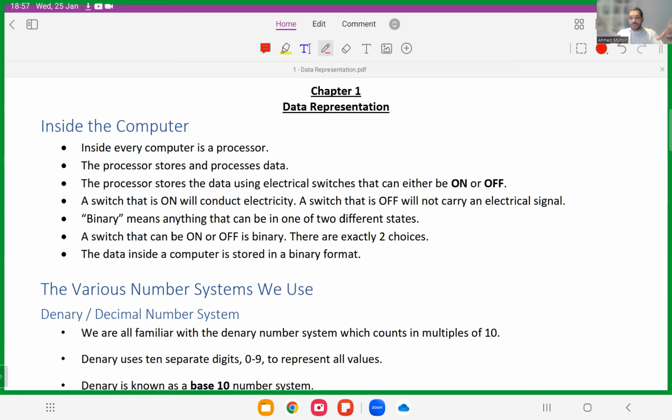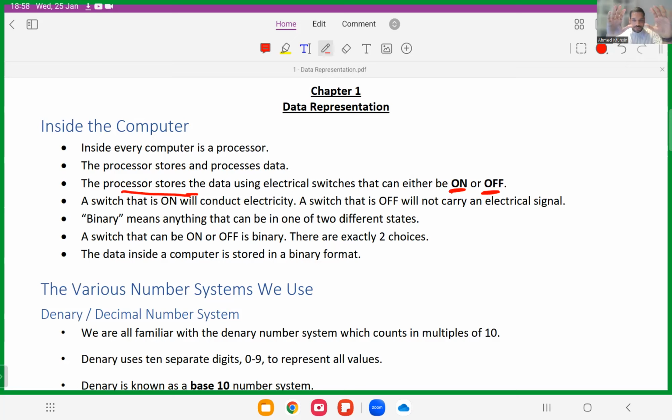Okay, by now you should be knowing this. We just spoke about it. Now, if you look at point number 3, it says the processor stores the data using electrical switches that can either be on or off. So when it comes to storing data in your computer, your data is stored in the form of electrical switches, where some are on, some are off.